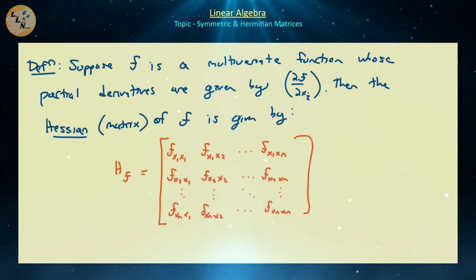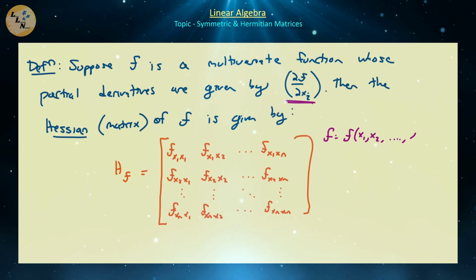The next occurrence of symmetric matrices actually comes in multivariate calculus. Let's assume that we have a multivariate function f whose partial derivatives are denoted by partial f with respect to xi. Then the Hessian matrix, or just the Hessian of f, is defined by this n by n matrix, where n is the number of variables that f has. So f is a function of, for example, x1, x2, down to xn. If you're only working with a function of 3 variables, then the Hessian of f is going to be a 3 by 3 matrix.